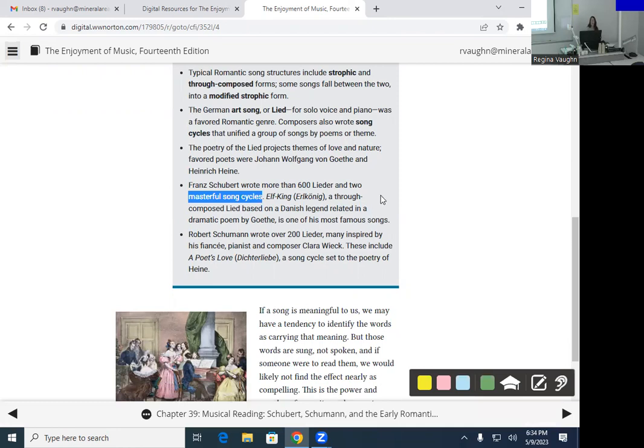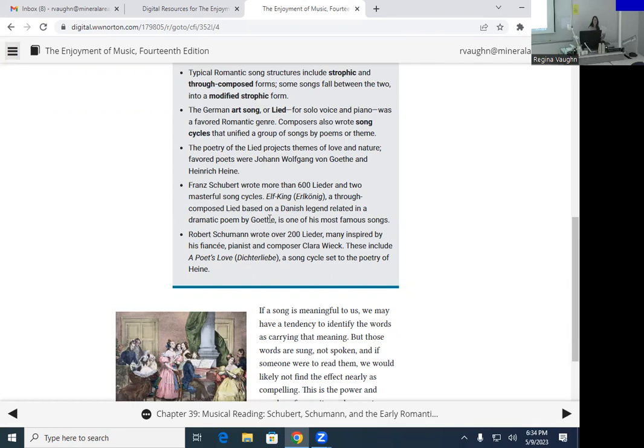Hi, Chloe. Earl King is a through composed Lied based on the Danish legend of the Elf King, as I'm sure you remember. We're not going to listen to that again because we've heard it.